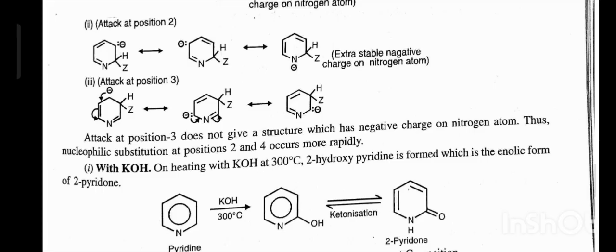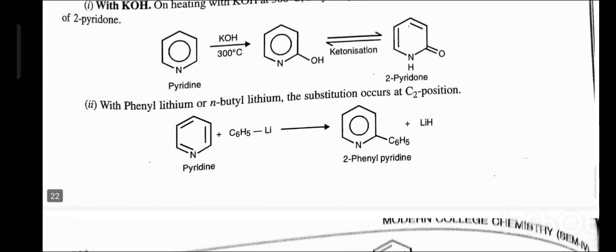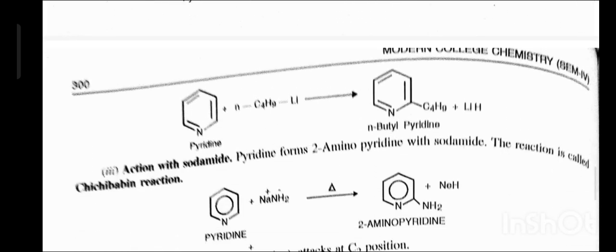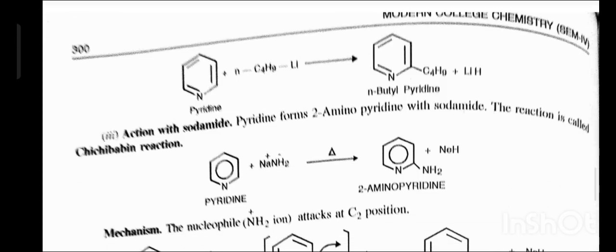First, with KOH. On heating with KOH at 300 degrees Celsius, 2-hydroxypyridine is formed, which is the enolic form of 2-pyridone. Second, with phenyl lithium or n-butyl lithium, the substitution occurs at the C2 position. Third, action with sodamide. Pyridine forms 2-aminopyridine and sodamide. The reaction is called Chichibabin reaction.